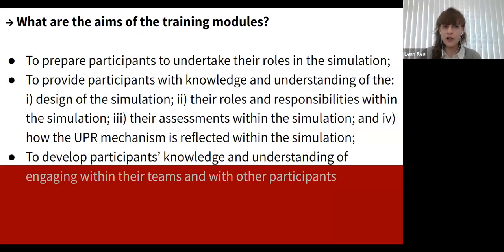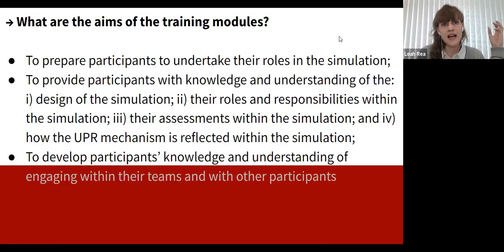So then if we understand the importance of connecting our training with the aims and objectives so that our participants are prepared for the simulation, firstly, what are the aims? Now, these would just be the aims as identified by myself, but I think firstly, it's really important to think about the key aim as being preparing participants to undertake their roles in the simulation.